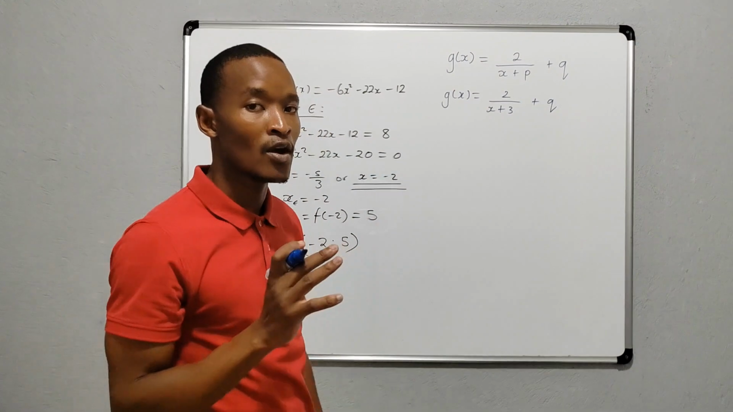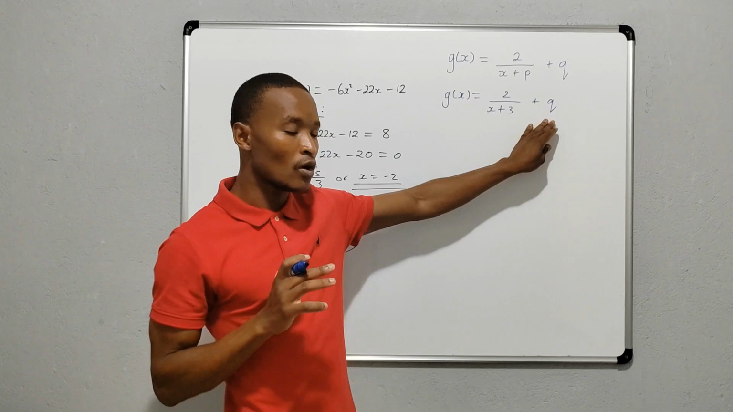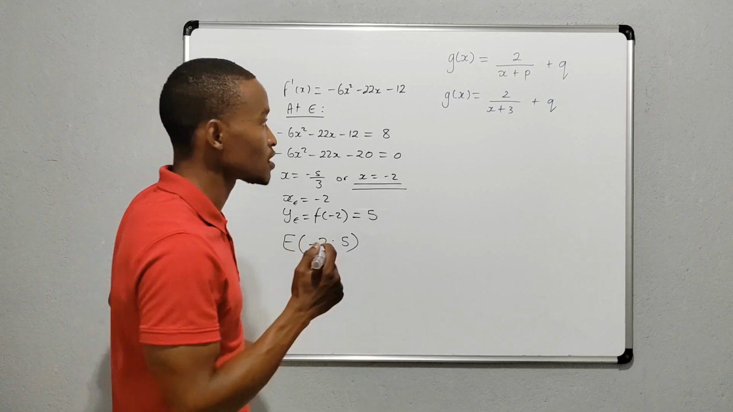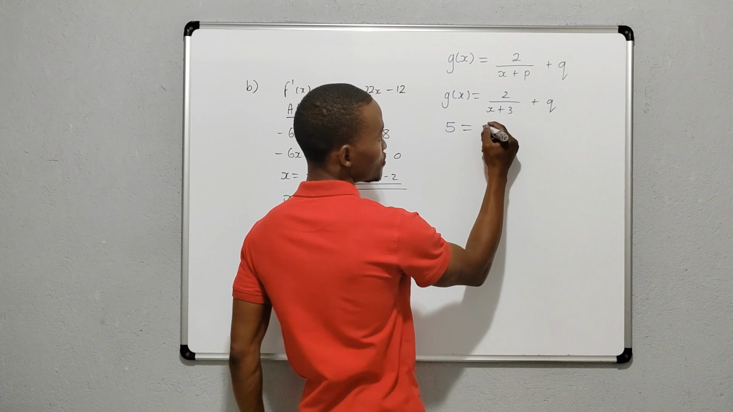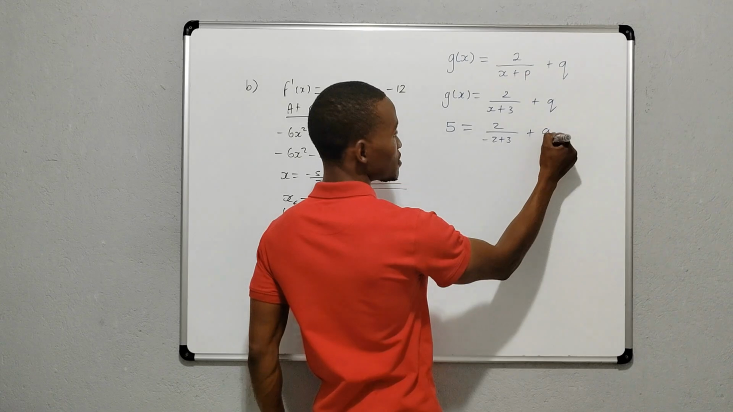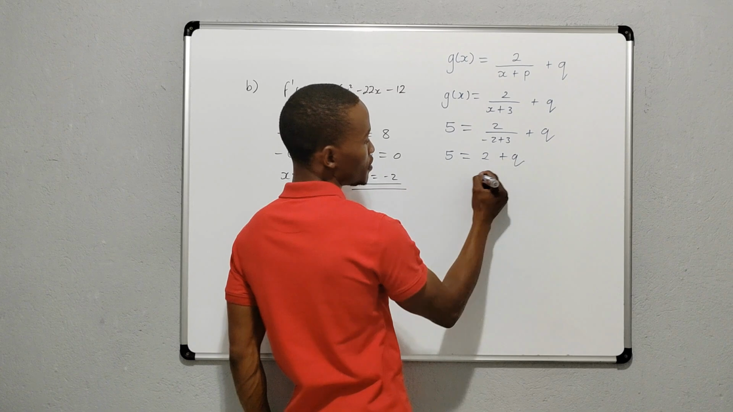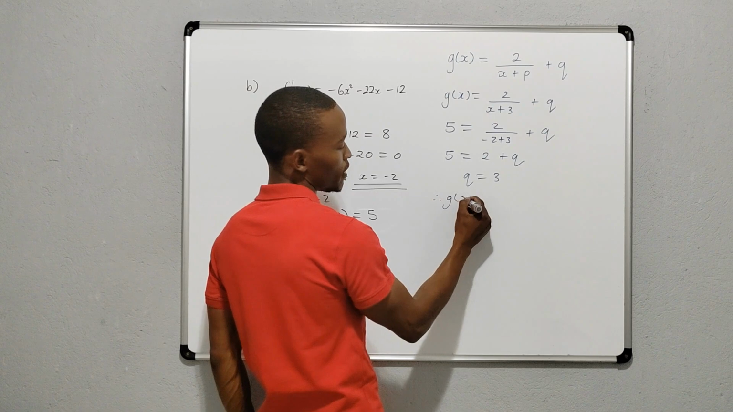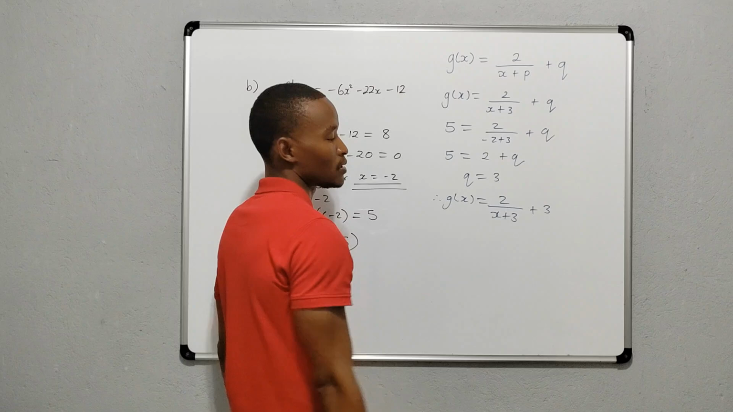Nothing was said about the horizontal asymptote. That is still unknown. So what can we do? We recall that point E is not only a point on F, it's also on G. So we substitute that into here. G of x is equal to 5, equal to 2 over -2 plus 3, plus q. We have 5 equal to 2 plus q, and q is equal to 3. So therefore, g of x is equal to 2 over x plus 3, plus 3.